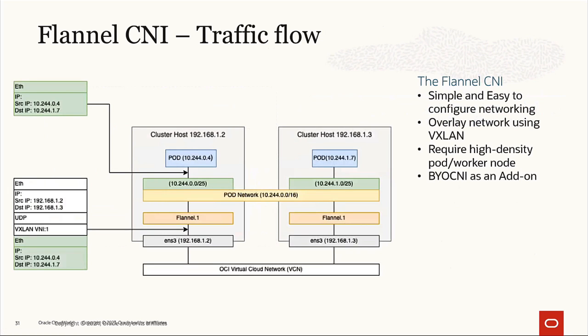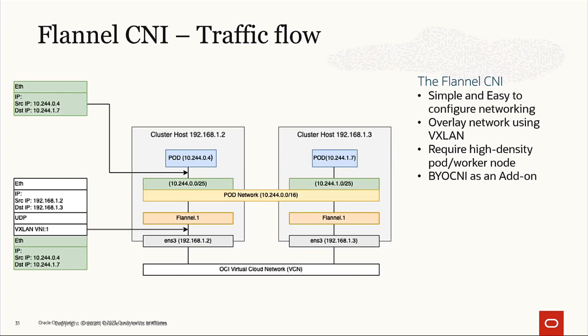So the other option we offer within OKE is called Flannel. Flannel works a little differently than the native pod networking. It creates an overlay network specifically for the pods. So internally, if a pod needs to connect to another pod within the same node, it basically has a direct connection. But if it needs to talk to another pod on another node, there needs to be some sort of tunneling as well as network translation.